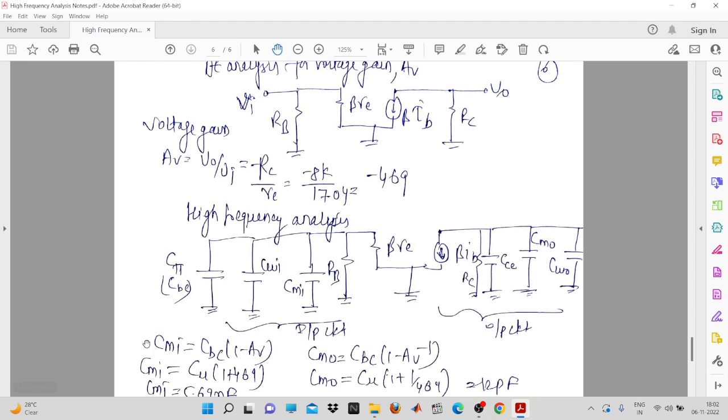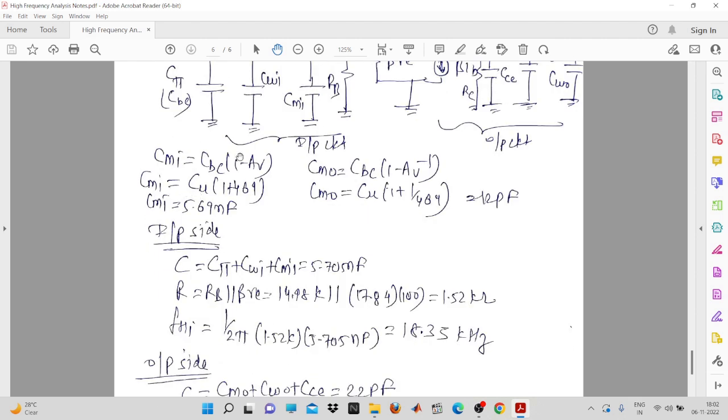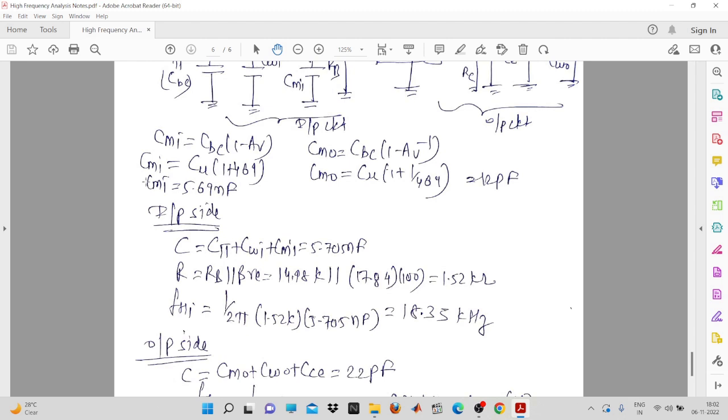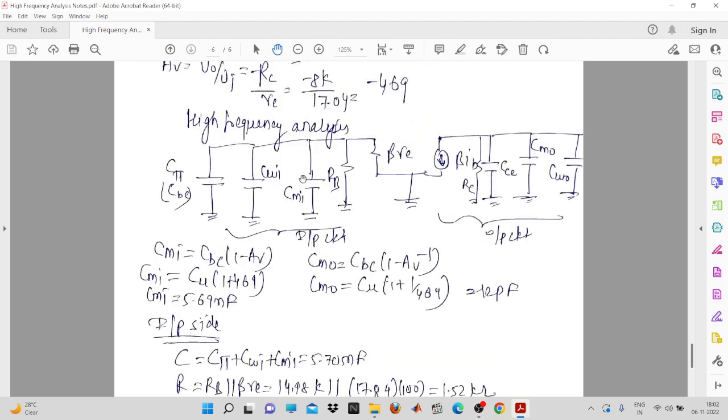So for input, what will be the formula? Just now we have seen, CMI will be equal to CBC into 1 minus AV, and the output one will be CBC into 1 minus AV inverse. So this is the transition capacitance that will be given. If you put down all the values, you will get CMI equal to 5.69 nanofarad, and CMO equal to 12 picofarad. So you just put this value. This is the wiring input capacitance. It is already given there.